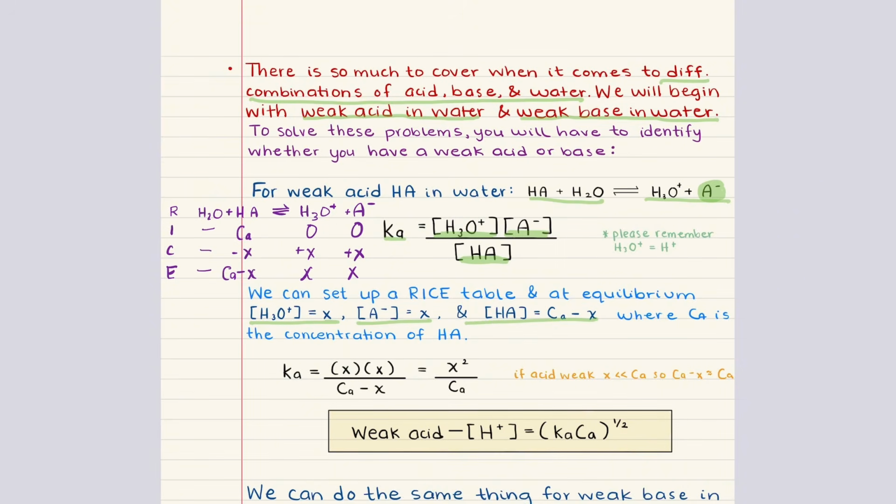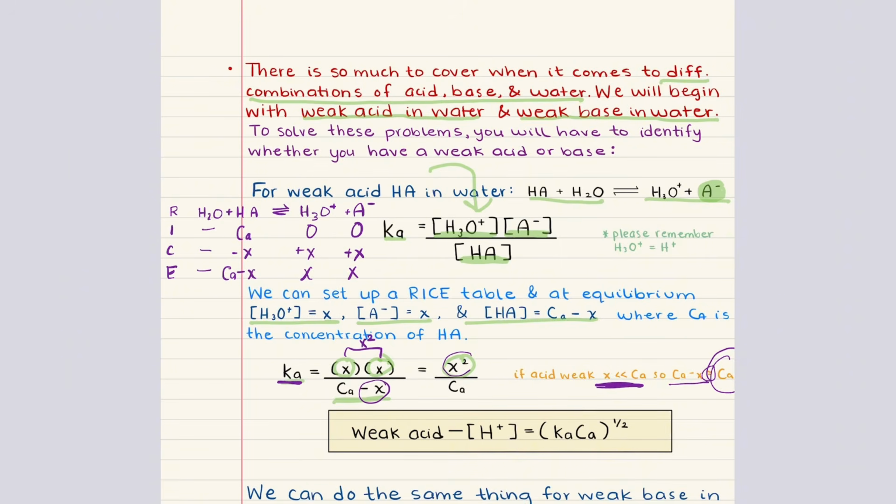So then we can take those values and substitute them into the Ka expression. That gives us Ka equals X squared over C_A minus X. For most weak acids, the amount that dissociates is very, very small compared to the initial concentration. And that allows us to make the common approximation that C_A minus X is roughly equal to C_A. And with that simplification, the math becomes so much easier.